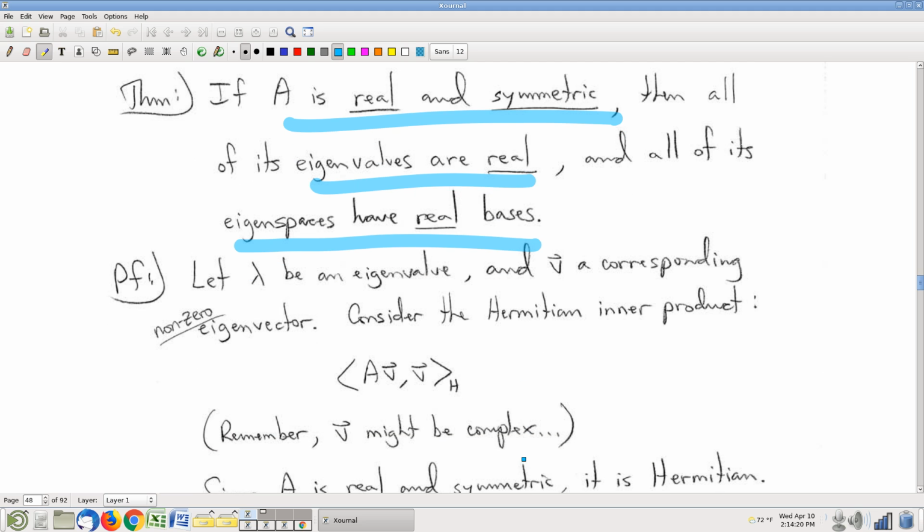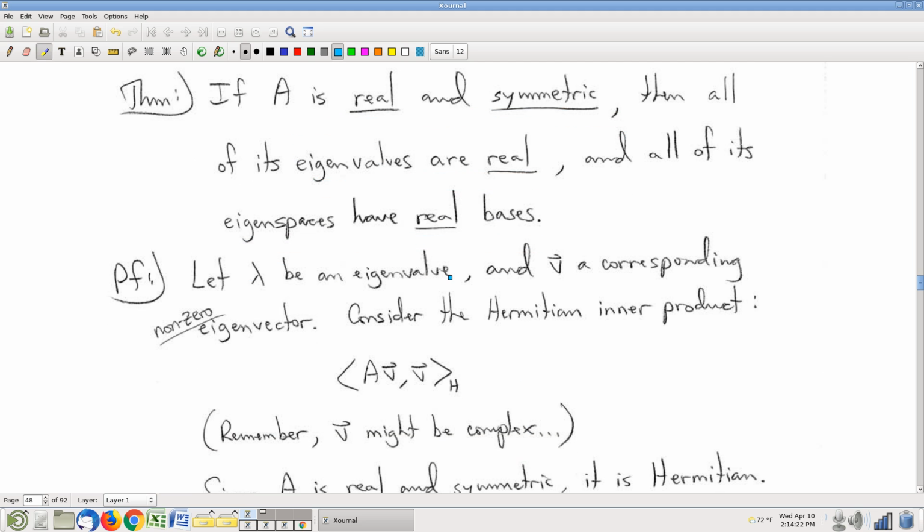It's a really short proof. Here we go. Suppose you have an eigenvalue and an eigenvector. Now, we don't know anything about these eigenvalues and eigenvectors yet. My goal is to show you that they're real. But I certainly don't know that yet. So, making no assumptions, I'm going to look at this construction here, the Hermitian dot product.